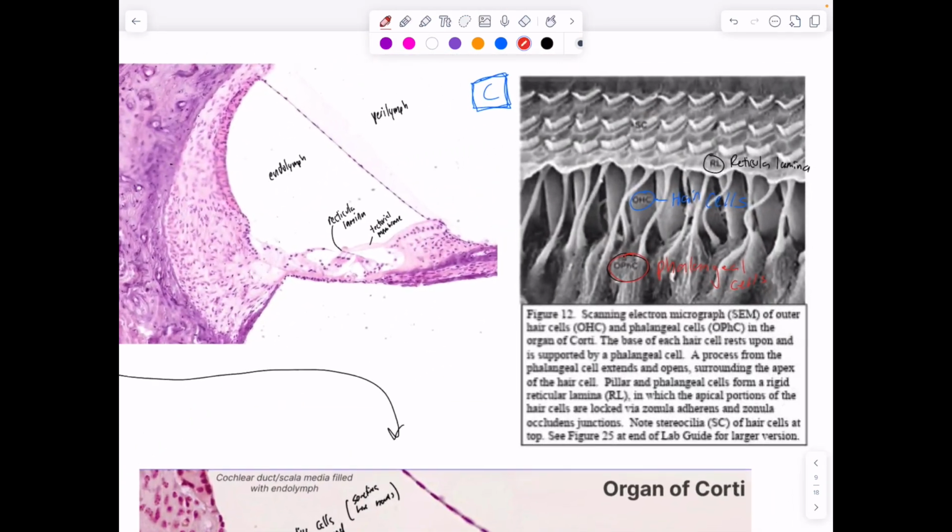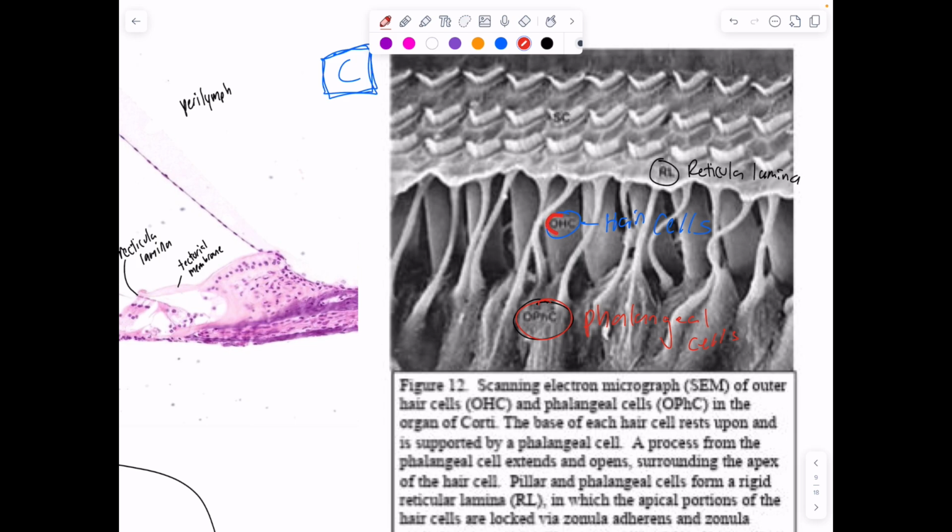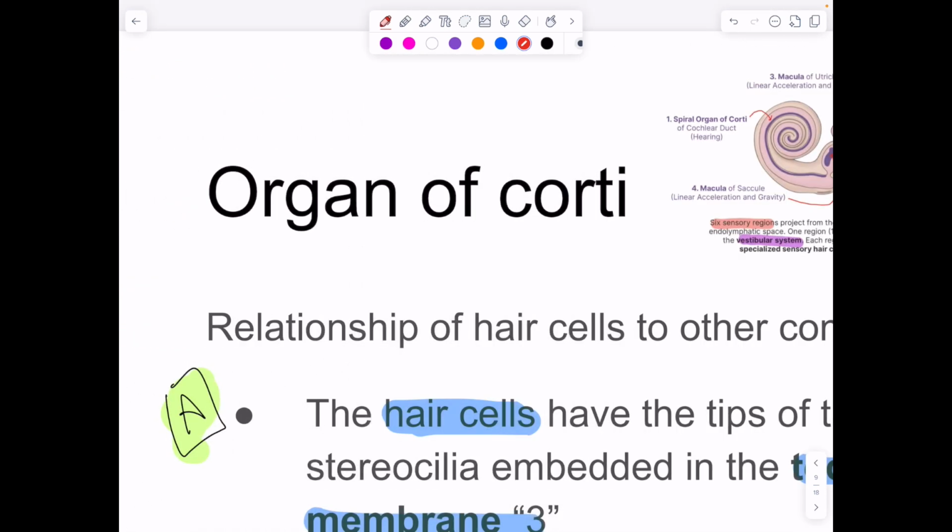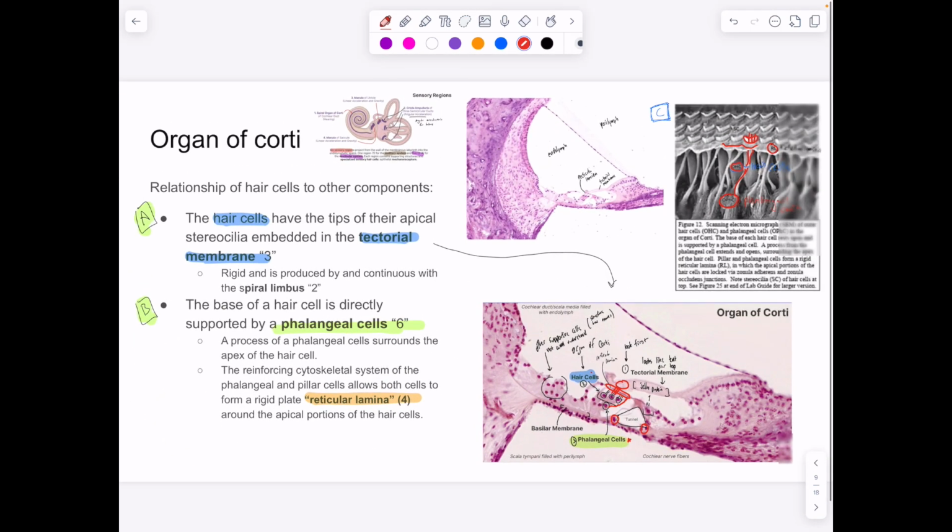All right, and so you can see that a little bit better here. Here's our hair cells. Here are our phalangeal cells, and you can see the phalangeal cells are sending up these extensions that are creating this reticular lamina plate, and then you can see that through that you have hair cells, stereocilia coming up, and then they're going to meet with the gel membrane that's above it. So the gel membrane will be up here. All right, so not too bad.